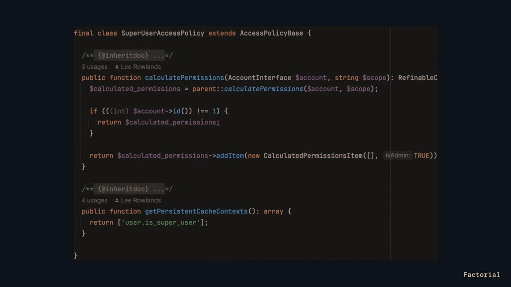Now, the super user access policy is another example, and this one is really simple. You vary it by the isSuperUser cache context, which returns true or false whether or not you're user 1. And you'll notice that we again call the parent, but then if you're not user 1, we just return that value object, and it's going to be empty. It's going to have cacheable metadata, but it's going to be empty. And if you are user 1, we get to the final return statement, and there we add this empty calculated permissions item, but the isAdmin flag is set to true. And that's how the super user gets all permissions. So we still have the exact same behavior in core like we used to, but they're now access policies.